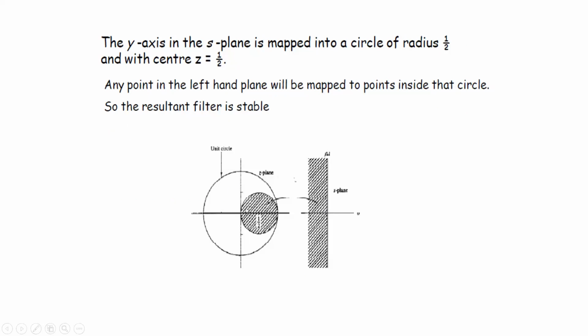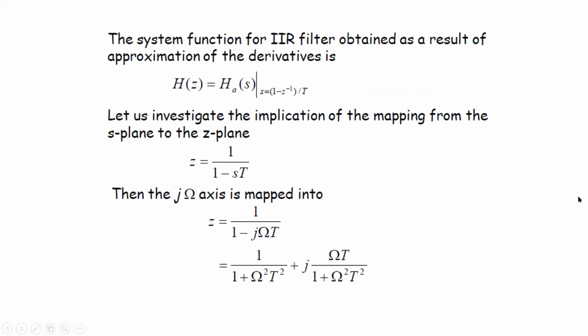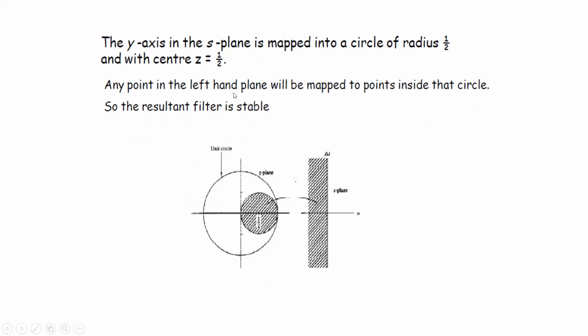For this equation, when the mapping is done with s equal to 1 minus z to the power minus 1 divided by capital T, any point in the left hand plane will be mapped to points inside that circle. What is this circle? The y-axis in the S plane is mapped into a circle of radius half, with center at z equal to 1 by 2. So this is the center. With the method of approximation of derivatives, everything on the left hand side of the j omega axis will be mapped into this circle.